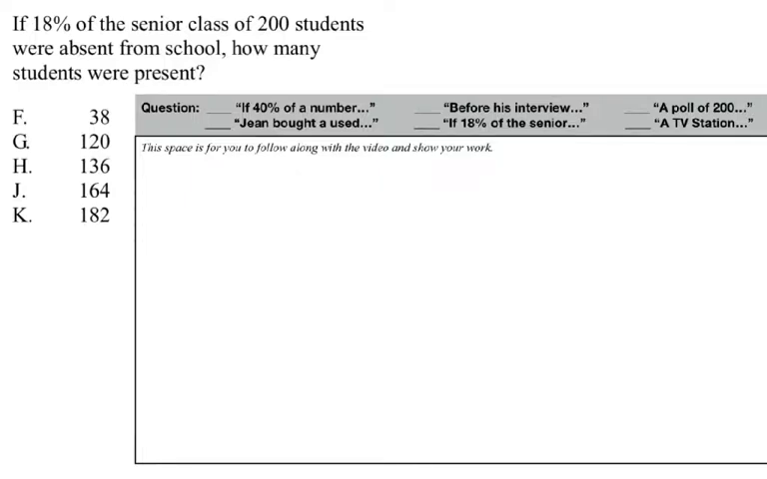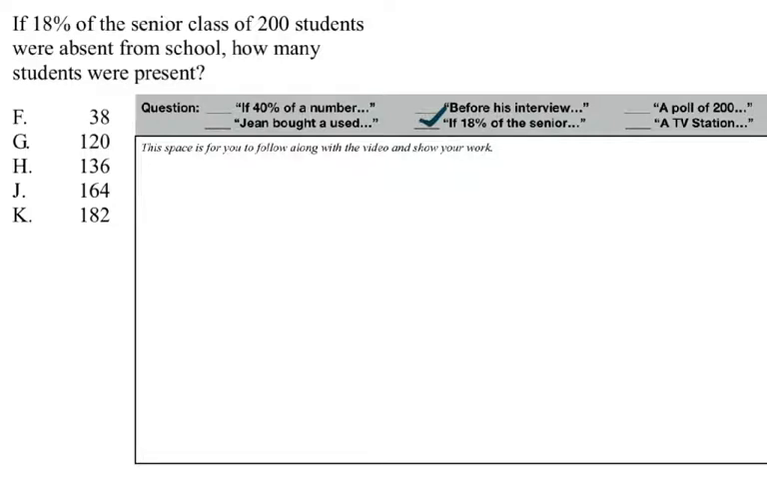This is the question from the ACT percent benchmark that is talking about the senior class. So before we start, go ahead and check off this one right here on your paper. Let's go ahead and read it. If 18% of the senior class of 200 students were absent from school, how many students were present?